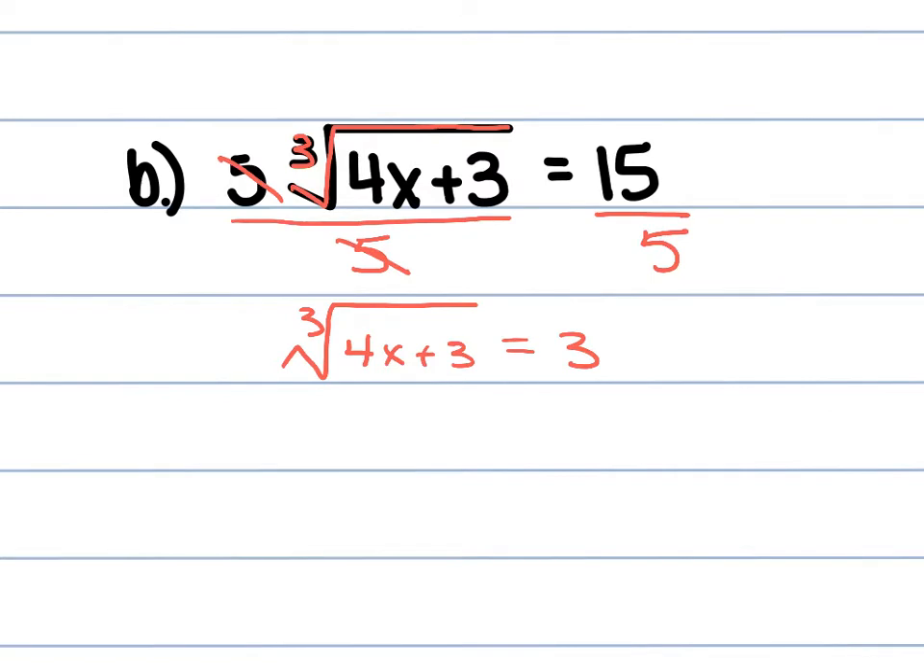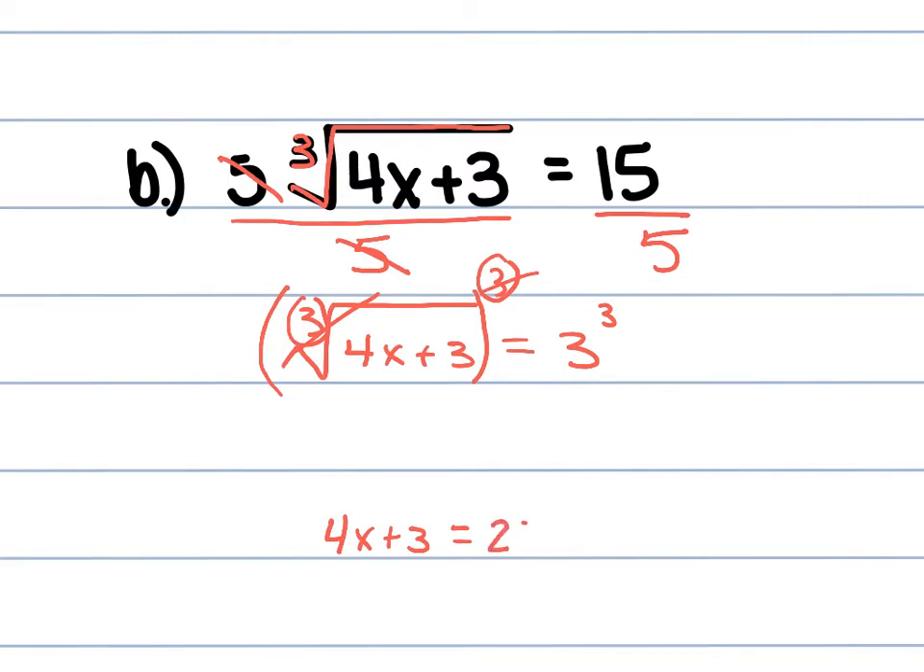Okay, so now squaring it will not get rid of that cube root. But what will? Cubing it. Whatever the index is, notice here I had to do that same thing to get rid of it. Before we had a 2, so we squared it. Here we have a 3, so we're cubing it. And what it leaves us with is 4x plus 3. But since you cubed one side, you had to cube the other side as well. So 3 cubed ends up being what?